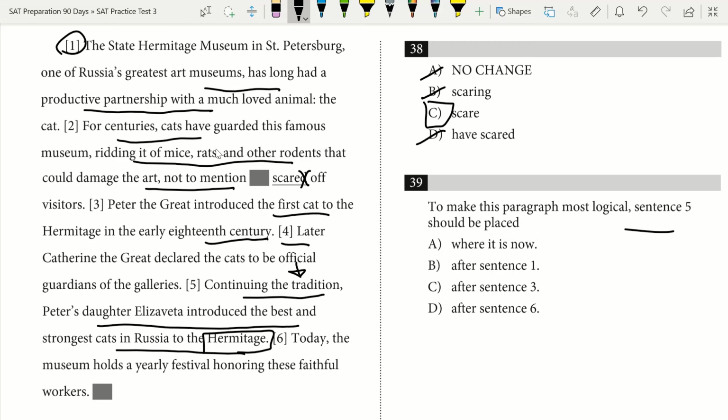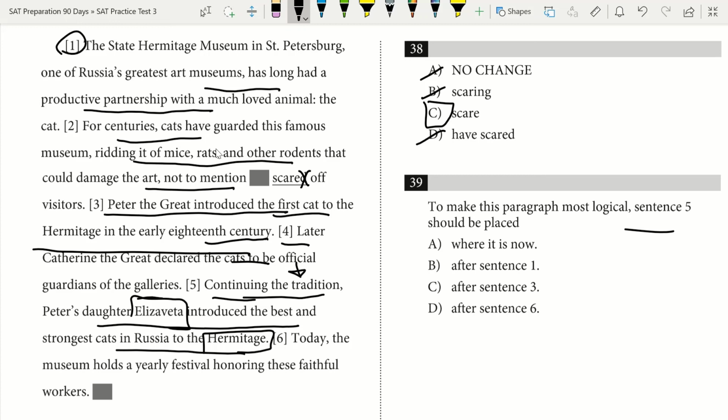Later, Catherine the Great declared the cats to be official guardians of the galleries. All right, well, what we see here is we talk about Peter the Great introducing the first cat. Okay, the next cats that get introduced come from Peter's daughter Elizaveta. So we're going to want to place this after sentence 3.